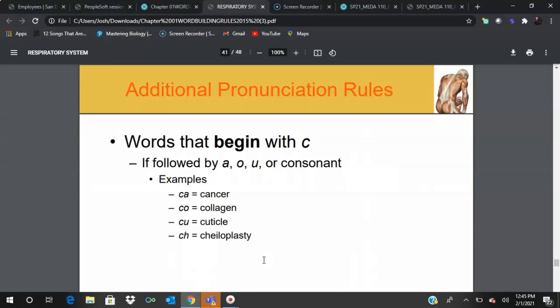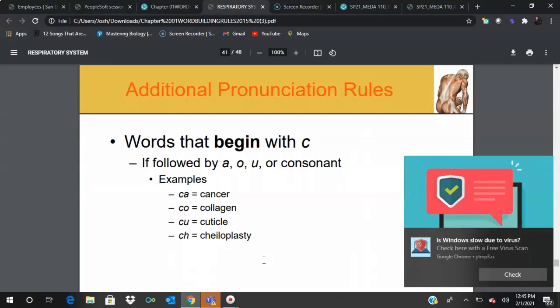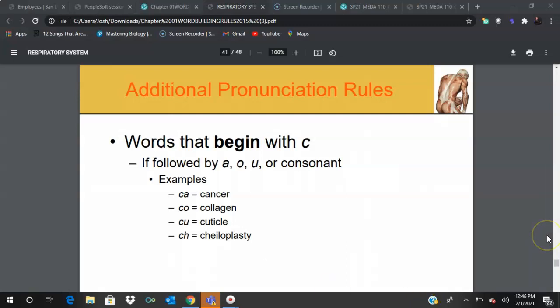Examples of that are CA, cancer; CO, collagen; CU, cuticle; and the CH is also a consonant, so that's cheiloplasty. That's a surgical repair of the lip, okay? So all of these have that hard C. It isn't sancer, sollagen, suticle, and sheiloplasty, okay? So these particular ones give the C a hard or K sound.